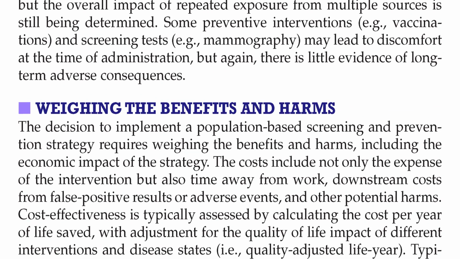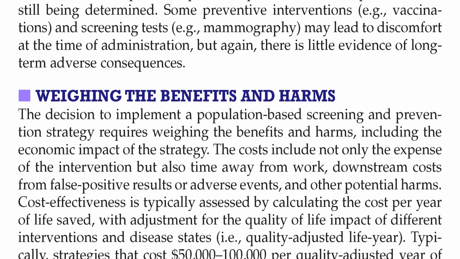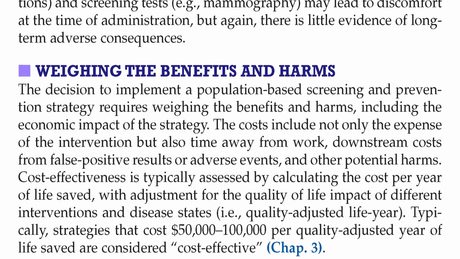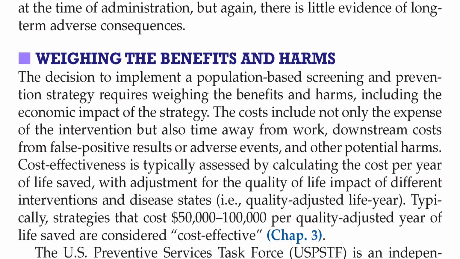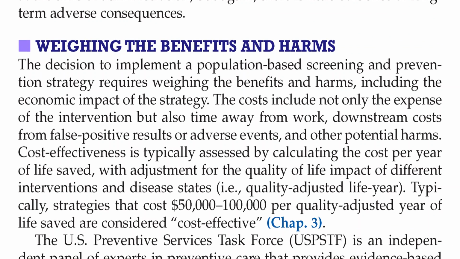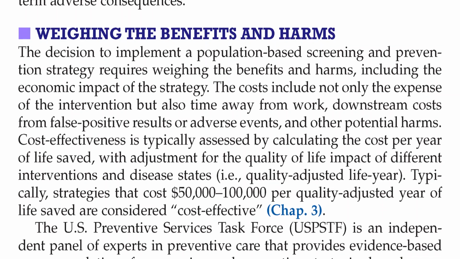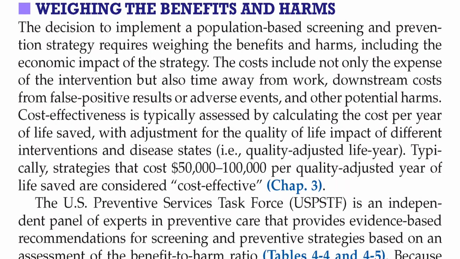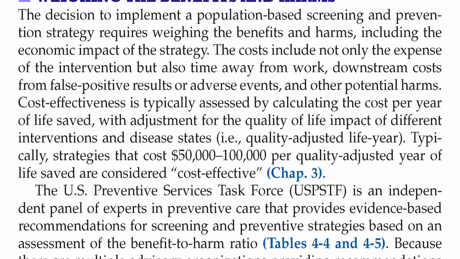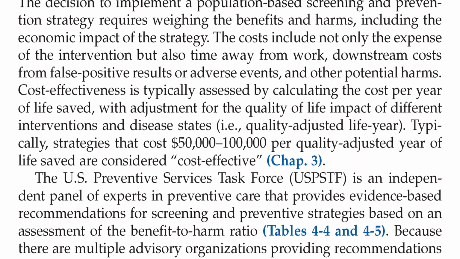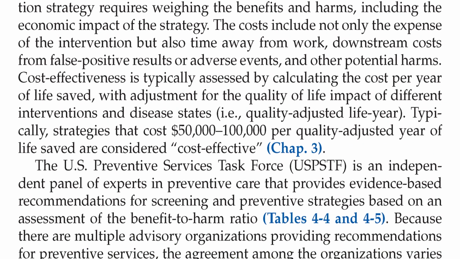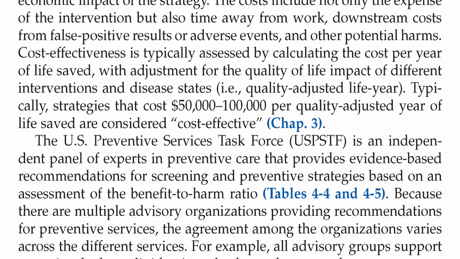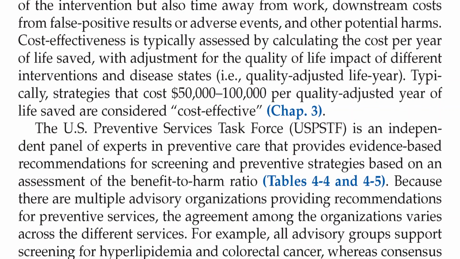The decision to implement a population-based screening and prevention strategy requires weighing the benefits and harms, including the economic impact of the strategy. The costs include not only the expense of the intervention but also time away from work, downstream costs from false positive results or adverse events, and other potential harms. Cost-effectiveness is typically assessed by calculating the cost per year of life saved, with adjustment for the quality of life impact of different interventions and disease states, i.e., quality-adjusted life year. Typically, strategies that cost $50,000 to $100,000 per quality-adjusted year of life saved are considered cost-effective, Chap 3.